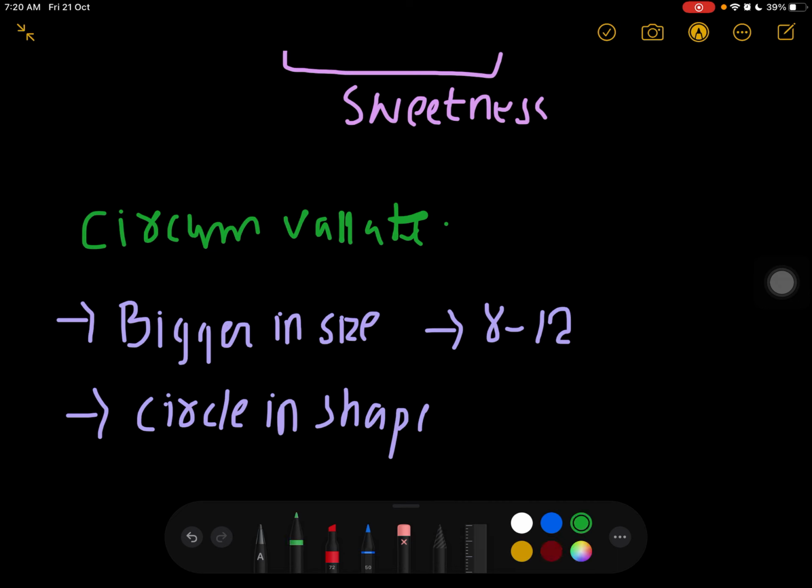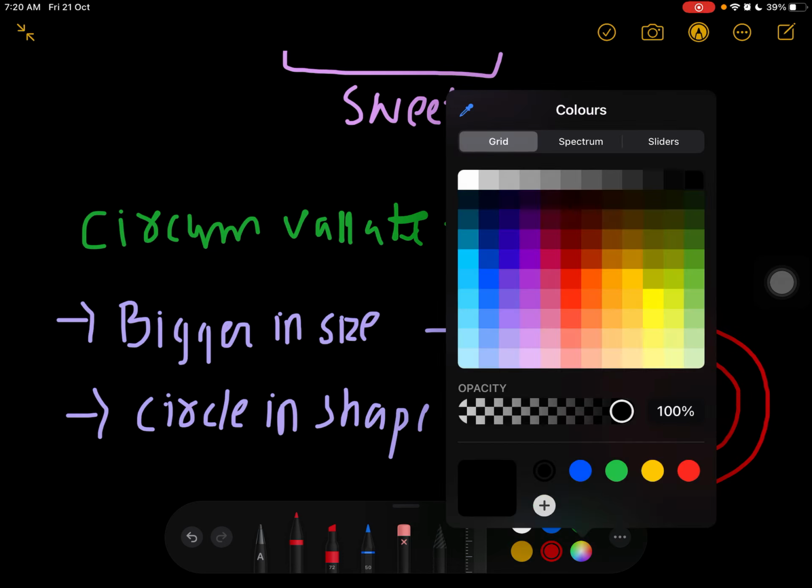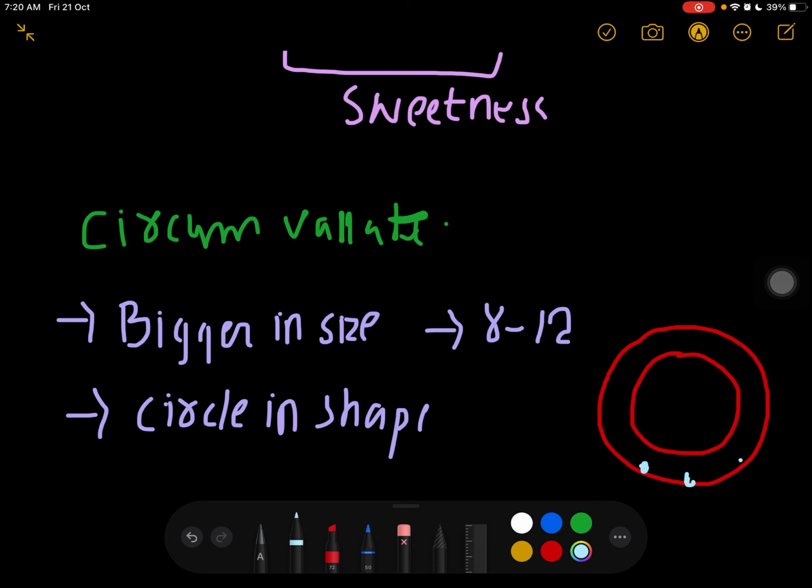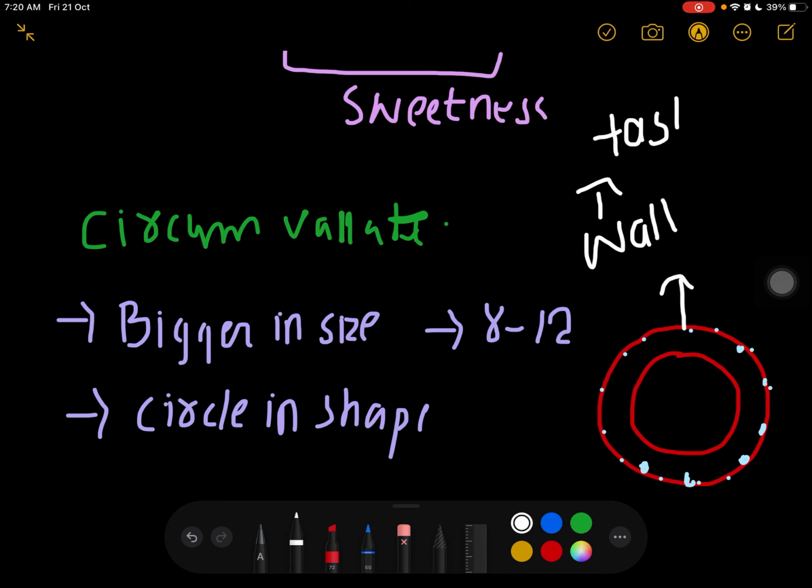And when we talk about the structure of this, they have a wall here. So there is basically a depression over here. So here are the actually taste buds in the papillae. So this is the wall, and in the wall the taste buds are present. The taste buds are present in the wall of the circumvallate, right?